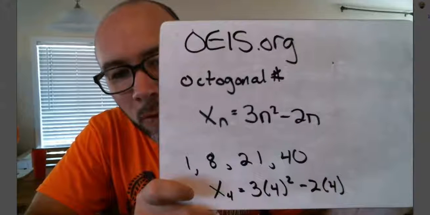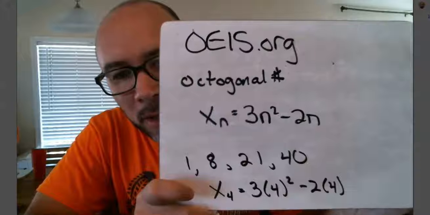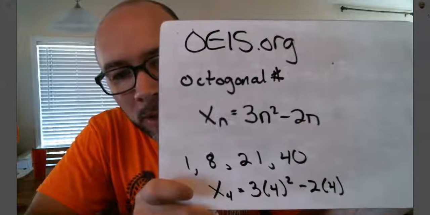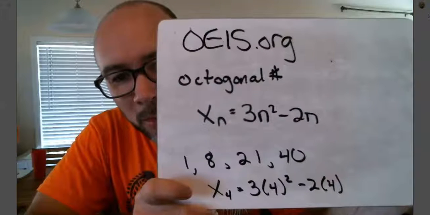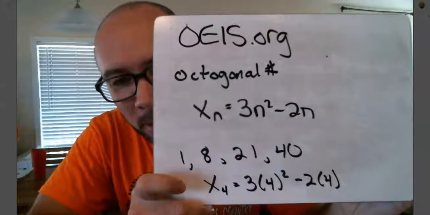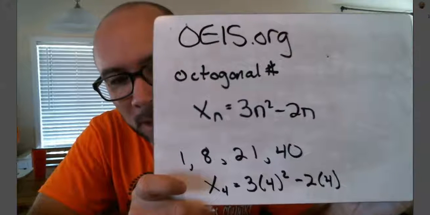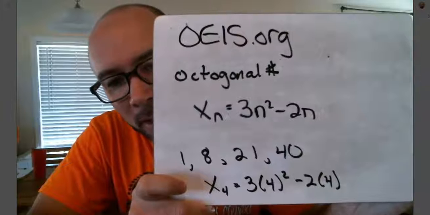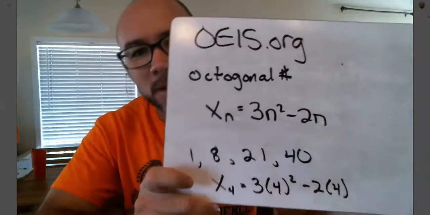So here are the first four octagonal numbers: 1, 8, 21, and then there's our famous one there, 40. So plugging in the fourth number here, we get 3 times 4 squared. That's 16 times 3 is 48, minus 2 times 4 is 40. So 40 is the fourth octagonal number.